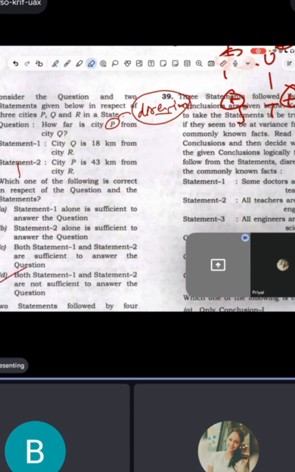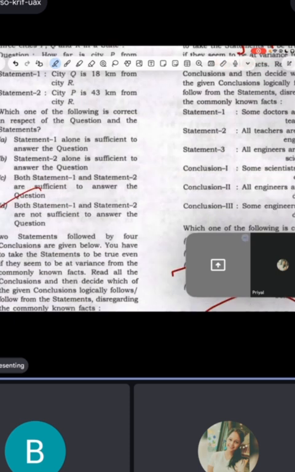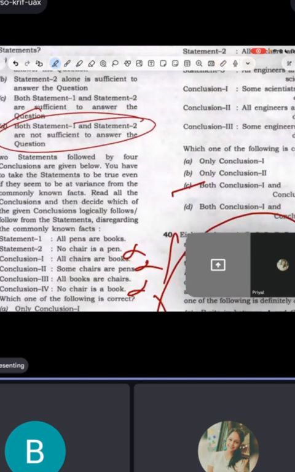If I take city Q is 18 kilometers from R, suppose this is Q and this is R, I can take any direction. I don't know in which direction they are. So, guys, in blood relationship questions, gender is important; in these types of questions, when they ask the distance, direction is important. Always remember this, and you can answer this question very easily. So the answer will be D, both are not sufficient.